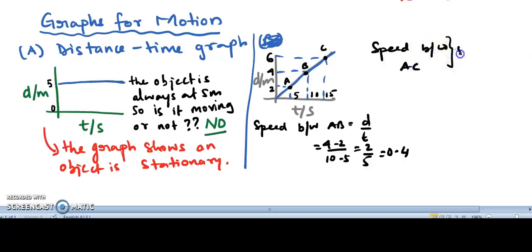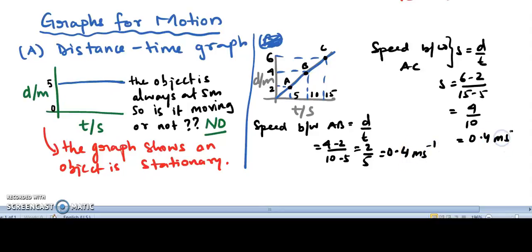Now let us say we find the speed between AC. How do we get this? Again, speed is distance by time. From A to C, the distance is how much? 6 minus 2, and the time is 15 minus 5, which means it is 4 by 10, which is 0.4. So this is also meter per second. If you observe very carefully, you will see that this answer and this answer are same.